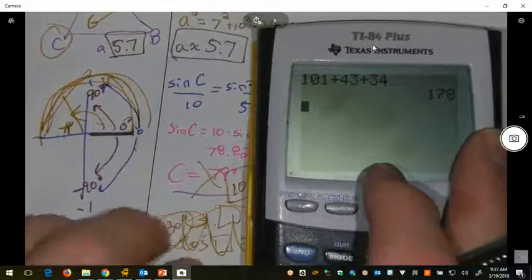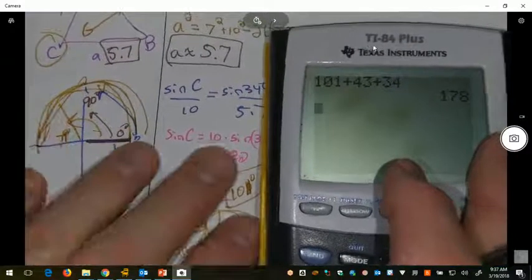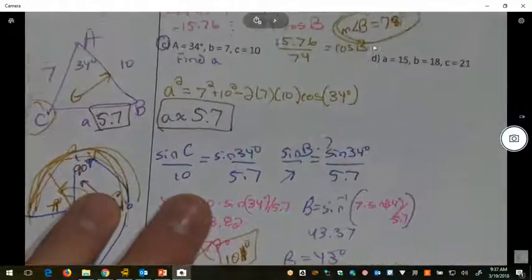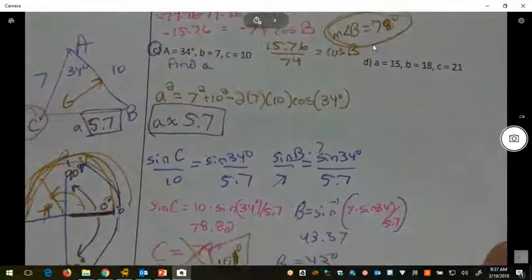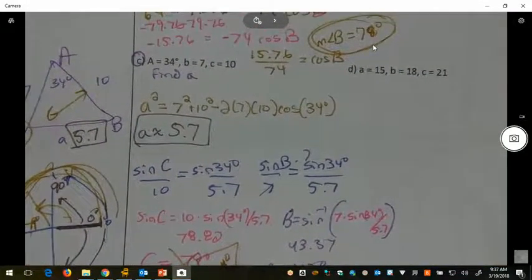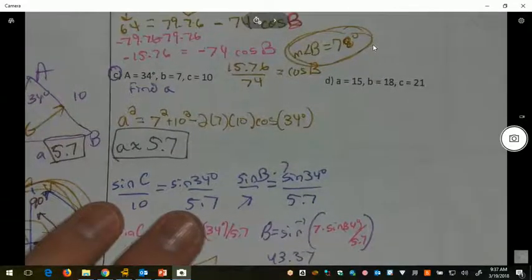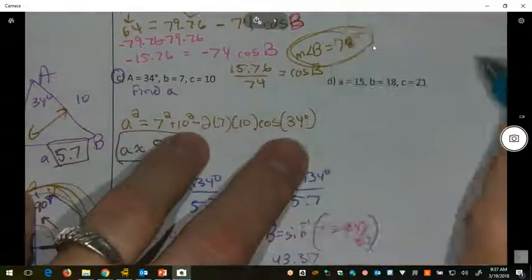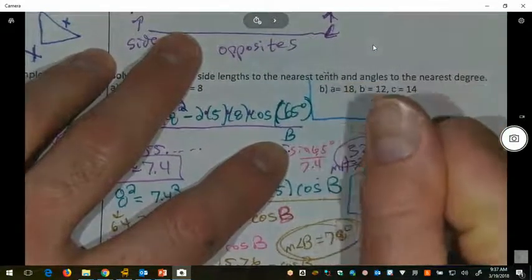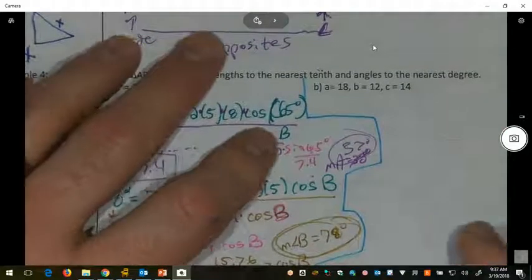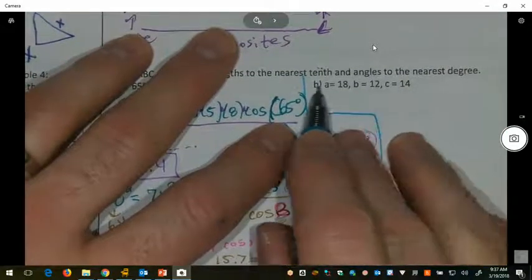Because of that, if you're going to use law of cosines, what angle should you find first? The biggest, the smallest, or the middle? Because there's a chance that there could be an obtuse angle in our triangle, what angle should you find first? I'd find the biggest first. In this case, what's going to be the biggest angle?